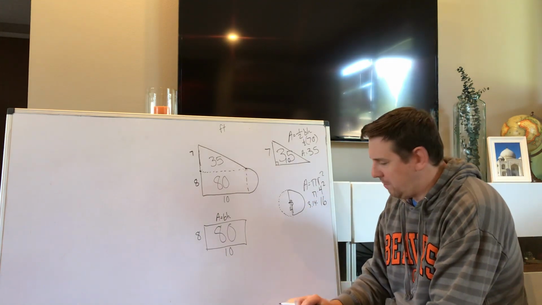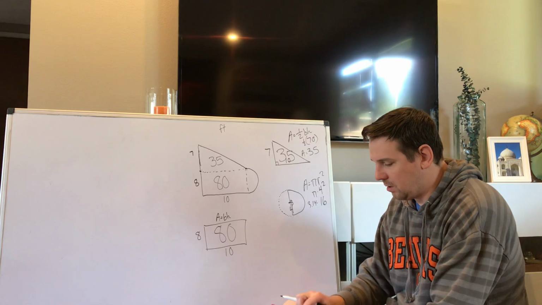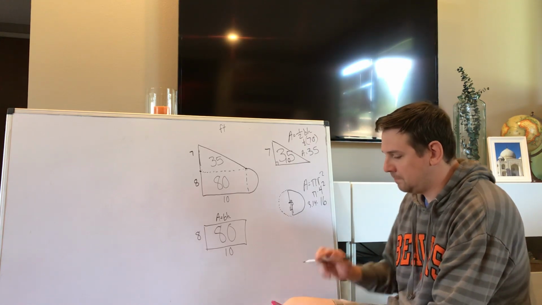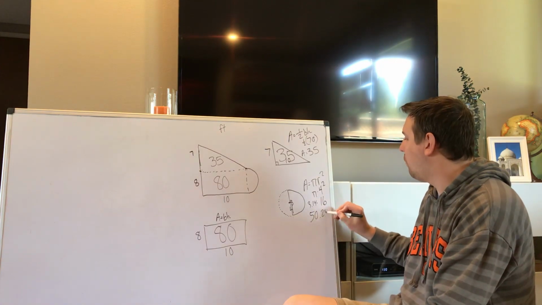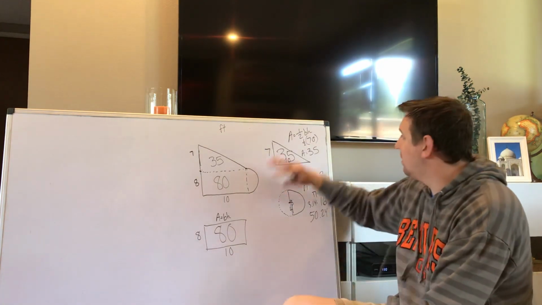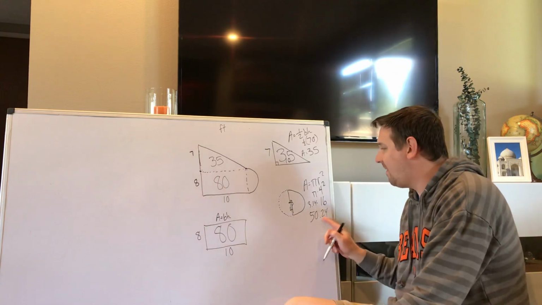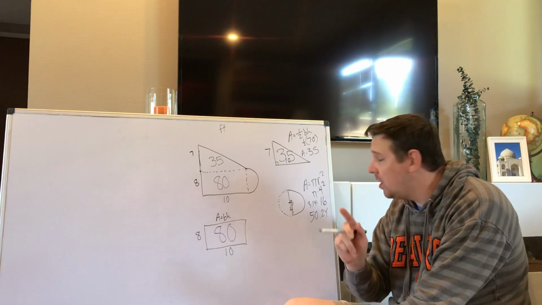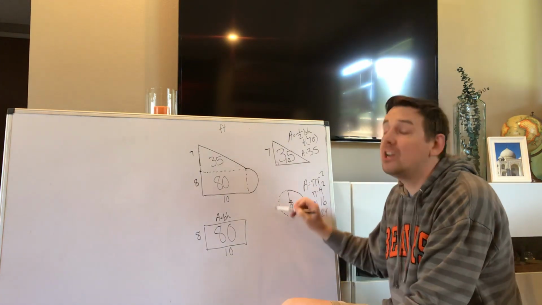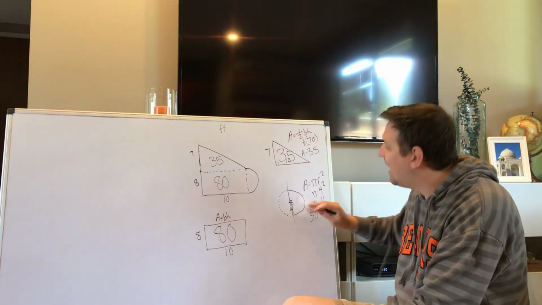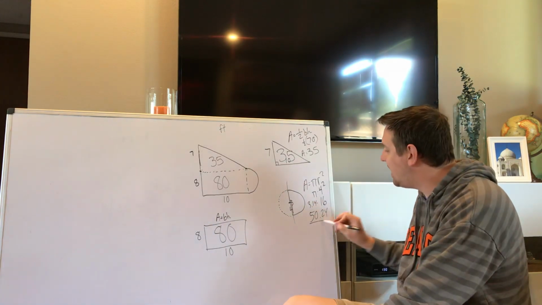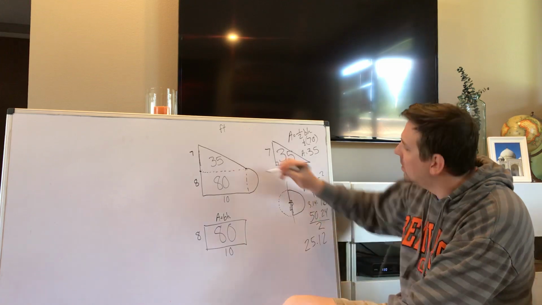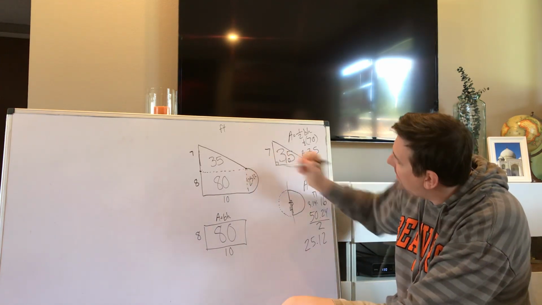Isn't that 50.24? Let me just double check. Yep, 50.24. Slow down because you've done a lot of work already. Is that the area of this? No, no, no, no, no. That is the area of an entire circle. We only want half of it. So we need to take half of this, which is 25.12. So this part is 25.12.